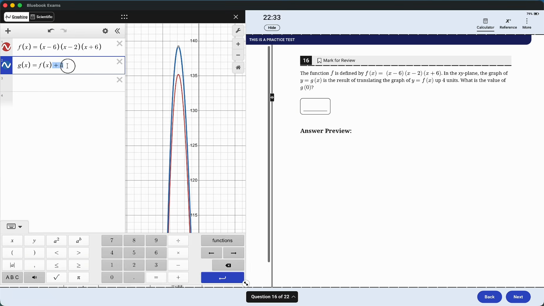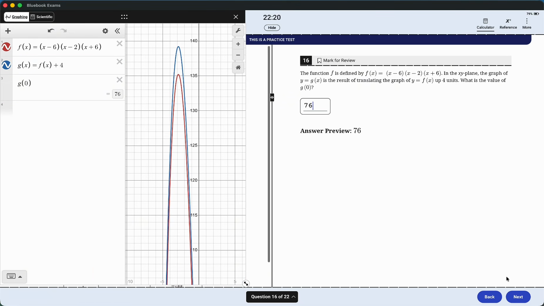Up and down, it's pretty easy. You just add or subtract the number to the end of the function. If it was left or right, it's got to go inside the function. Anyways, now you see I have g of x. I can just ask you what's g of 0, 76, and we're done.